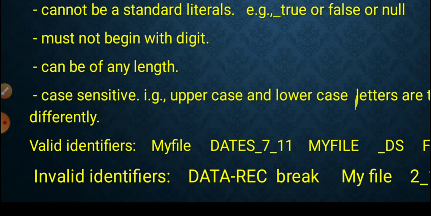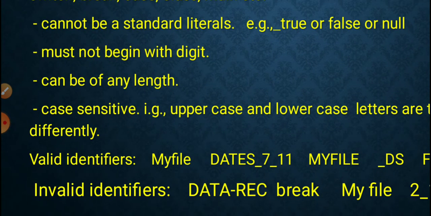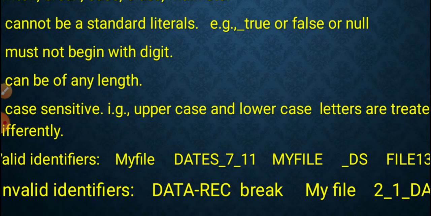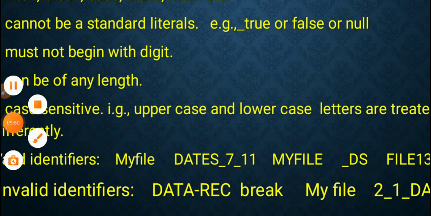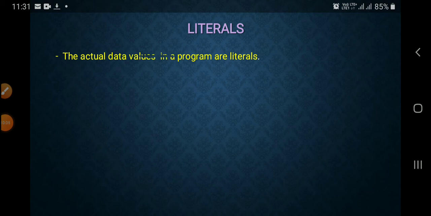Next, valid identifiers are given here. See some examples of valid identifiers: myfile, dates, 7_11, myfile_ds. These are some examples of valid identifiers. Next, we will discuss the literals.